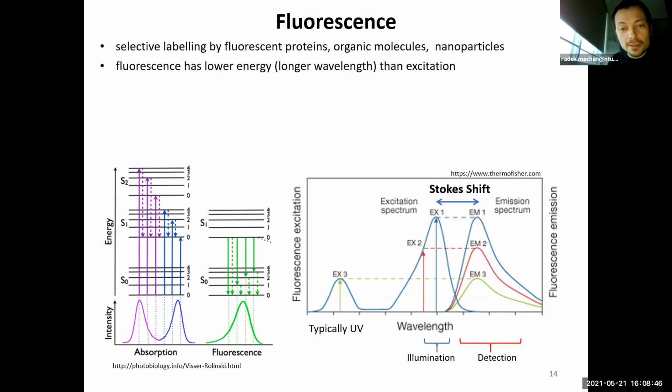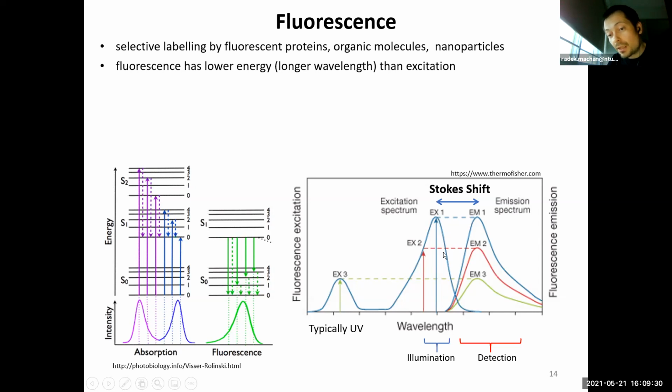Now another thing which is also worth noticing here is that it doesn't matter whether I excite by a photon of such an energy which excites to the S2 state, or whether I excite with just enough energy to get to the S1 state, to the lowest vibrational level. The photon is always emitted when the molecule is at this state. So that also means that the fluorescence emission spectrum is independent of the excitation wavelength.